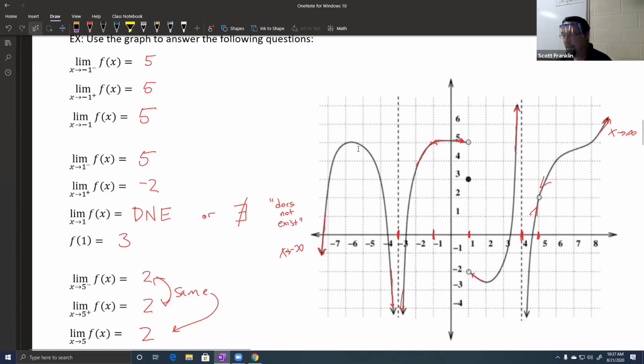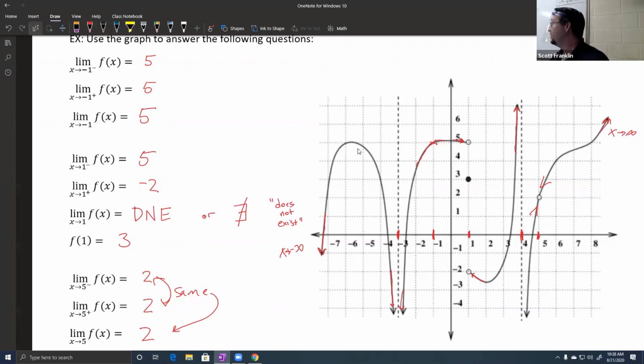It's right here, right? Which is not quite 5. It's certainly not 4. It's somewhere in between. So you're guessing, right? And in some cases that may be the problem I ask. I might say estimate what it is, but I want to know exactly what it is, right?